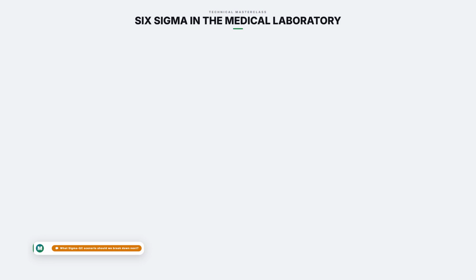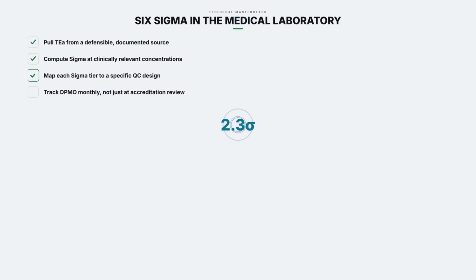Getting started concretely. Pull T from a defensible documented source for every analyte. Compute Sigma at clinically relevant concentrations, not just the midpoint. Map each Sigma tier to a specific QC design, not a uniform default. Track DPMO monthly, not just at accreditation review. And target 4 Sigma or better as your floor, not your ceiling.